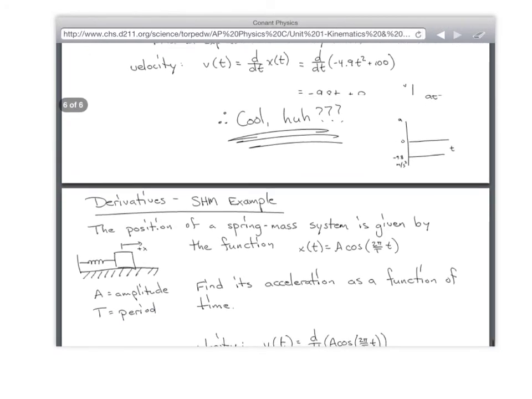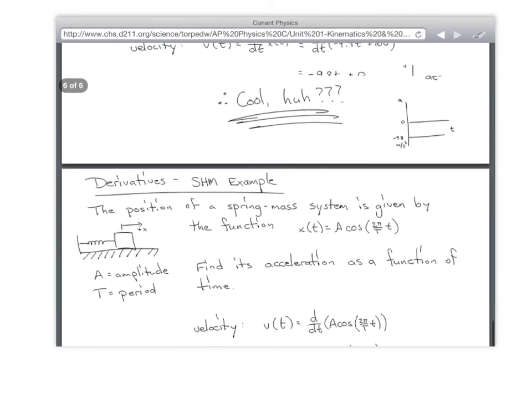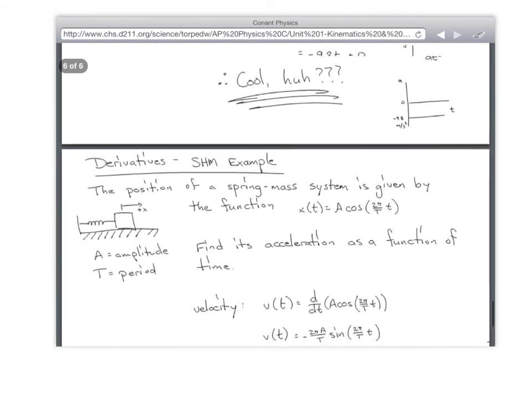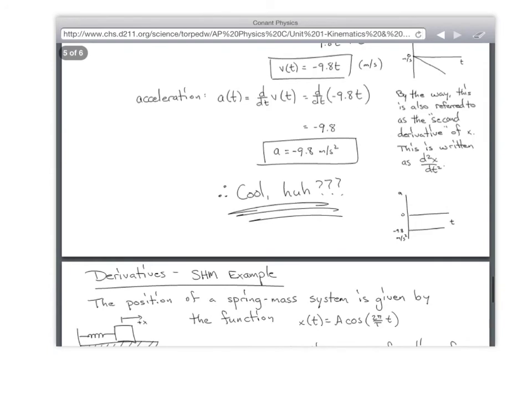Next one. Simple harmonic motion example. This one's a little more fun. Position of a spring mass system. We're going to be doing a lot of these ones, by the way. Given by the function, position as a function of time equals A cosine of 2 pi over period times t. What does that A mean physically? That's the amplitude. How far it moves from its initial position. How far it either moved left or right.